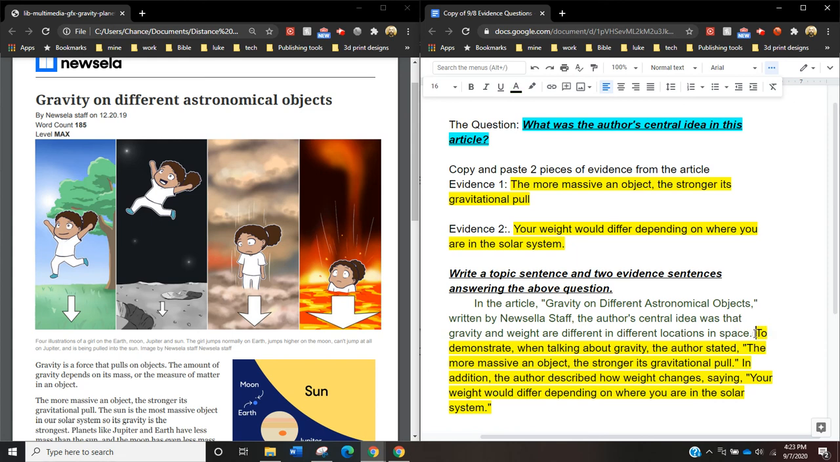And for my two evidence sentences, I have transitions. I have little introductions to the quote. And then I have my quotes. All right, I have a topic sentence, two evidence sentences, and it looks like I'm done.